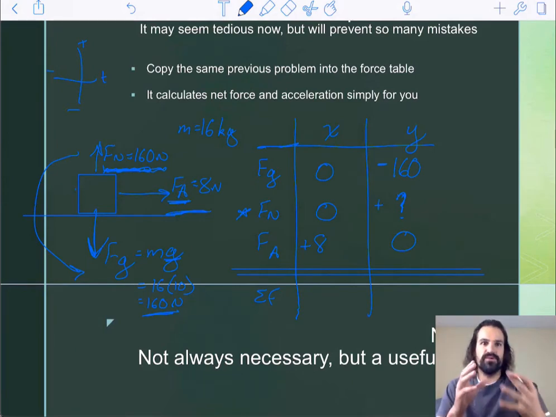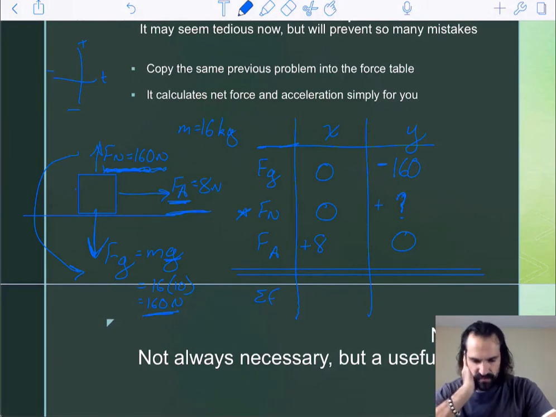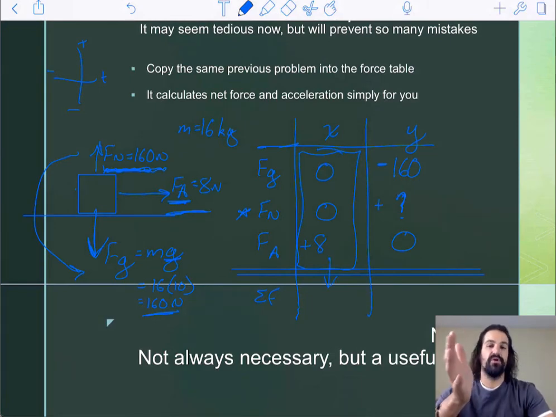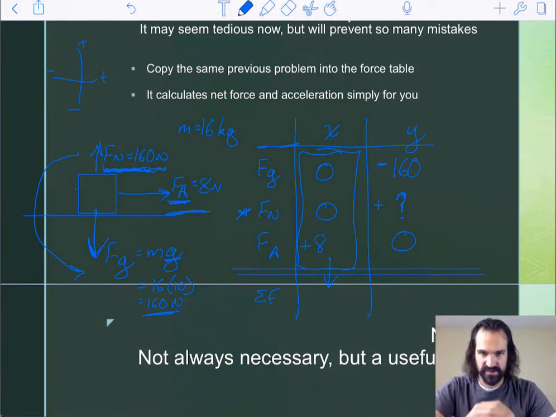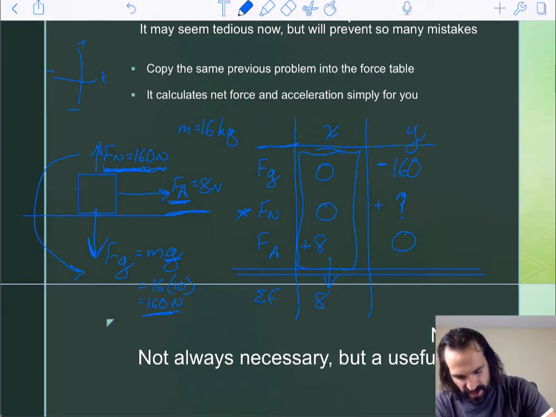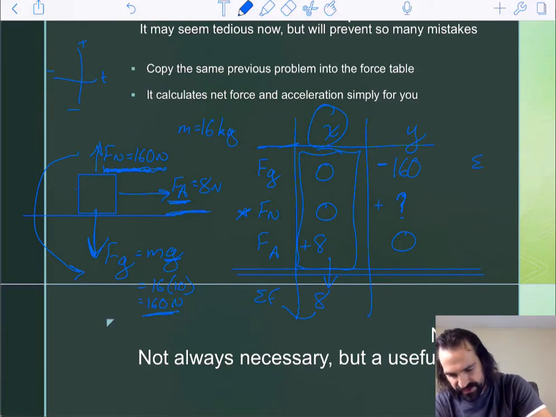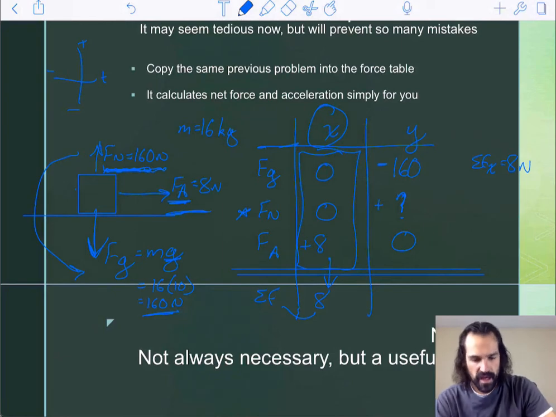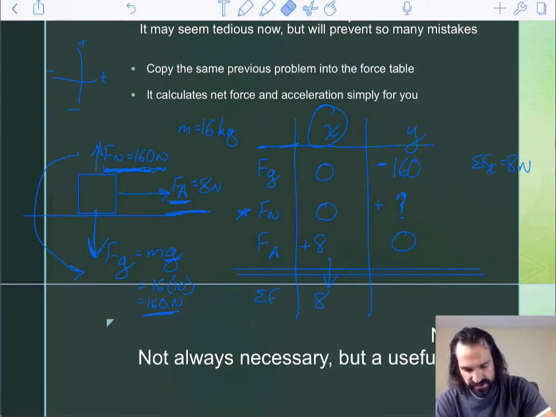So the way these force tables work is you're just kind of filling in pieces as you go. And once you have an entire column filled, you can move on to say, oh, we know the net force is the sum of all forces, which means 0 plus 0 plus 8 is going to mean that the net force in the x column, or net force x, is equal to 8 newtons. We can't do that with the y yet because we don't know normal force.